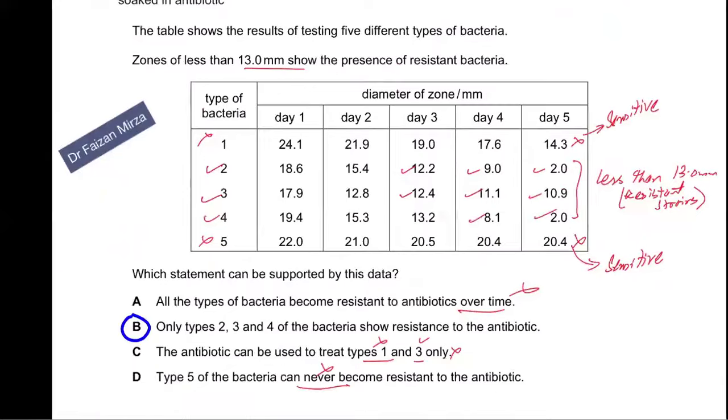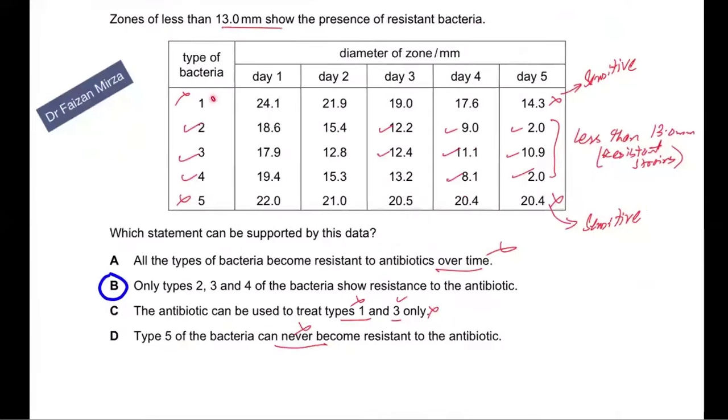Now, coming to the data. Types of bacteria are provided to you, 1, 2, 3, 4, 5. Then the clear zone in millimeters for day 1, day 2, day 3, day 4, day 5. So these are the 5 days on which they tested it. The first type of bacteria, this is the clear zone. You can see that the clear zone stayed greater than 13 millimeters, so they are all sensitive. In the second, you can see a trend, but by the end, the diameter decreased, so less than 13. So resistant strains were there.